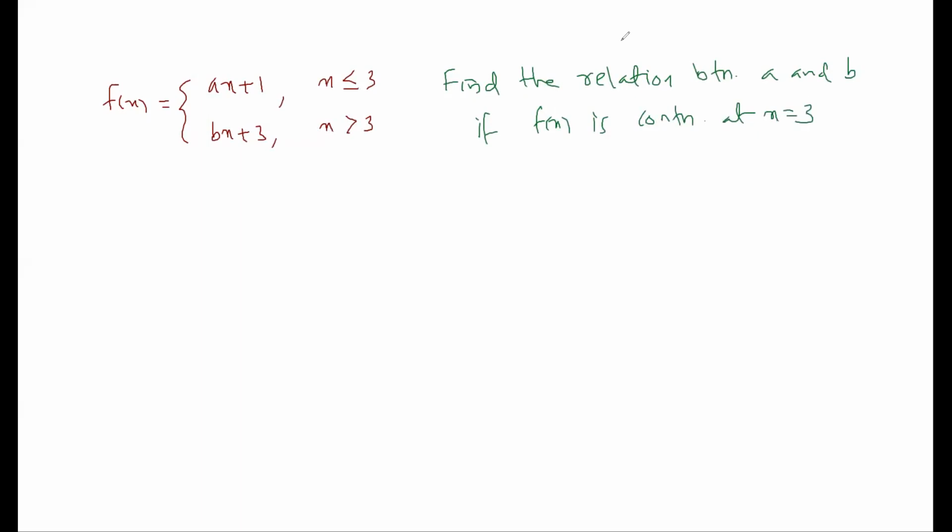It is given that the function is continuous at x equals 3. So what is the relation between a and b? Since f of x is continuous at 3, it means the limit of f of x as x approaches 3 exists, and that will be equal to f of 3 because it is given as continuous.